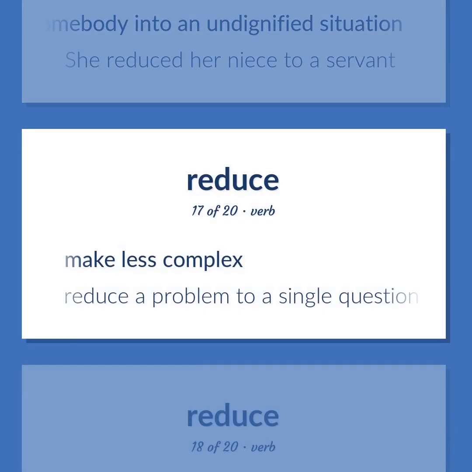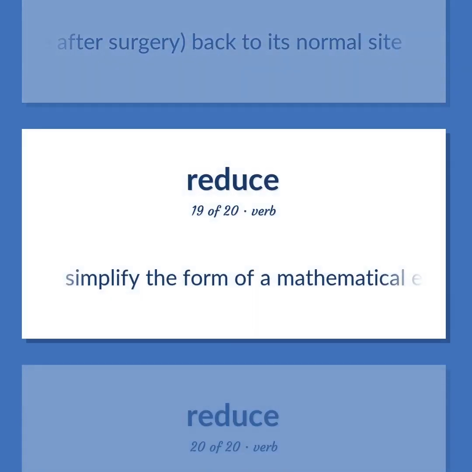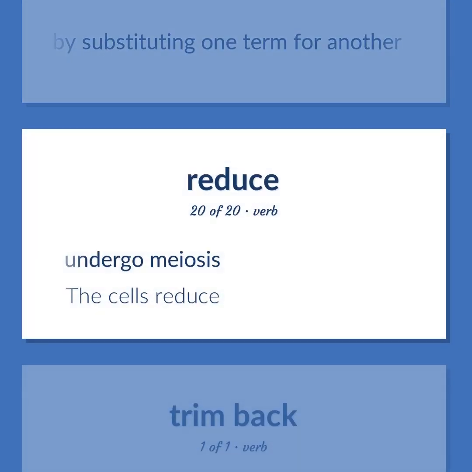Make less complex. Reduce a problem to a single question. Reposition a broken bone after surgery, back to its normal site. Simplify the form of a mathematical equation of expression by substituting one term for another. Undergo meiosis. The cells reduce.